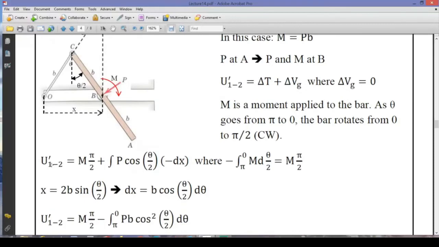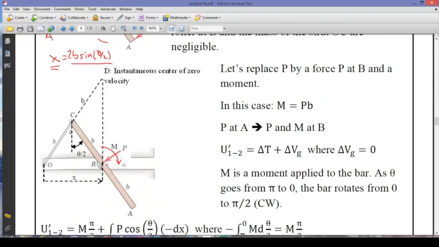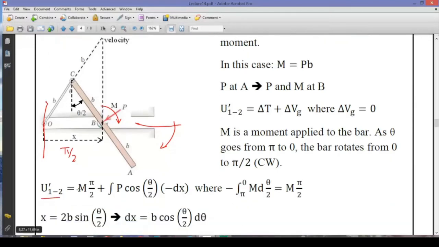Here's our total work done by the non-conservative forces. The moment and the direction of motion of this link are in the same direction. The link starts its motion from this location and then rotates in the clockwise direction. From 0 angle, it will move to this location where it has moved a total of 90 degrees, or pi over 2. And the direction of motion of this link and the moment are in the same direction. So the work done by this moment is a positive work.